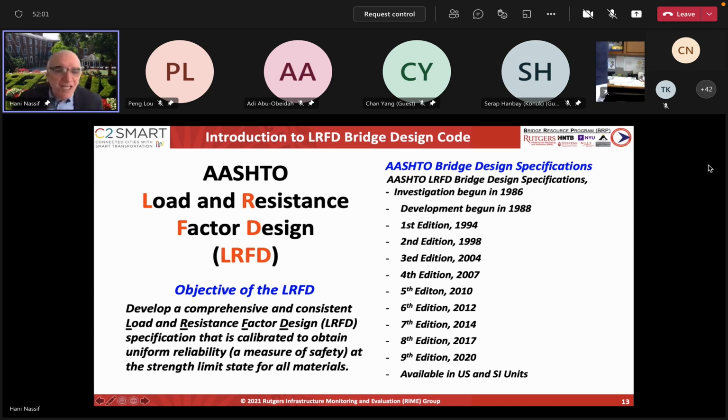And from that time on, the LRFD, every 4 years, has been evolving and has been approved. Major changes were done in the 4th edition, especially with the shear.